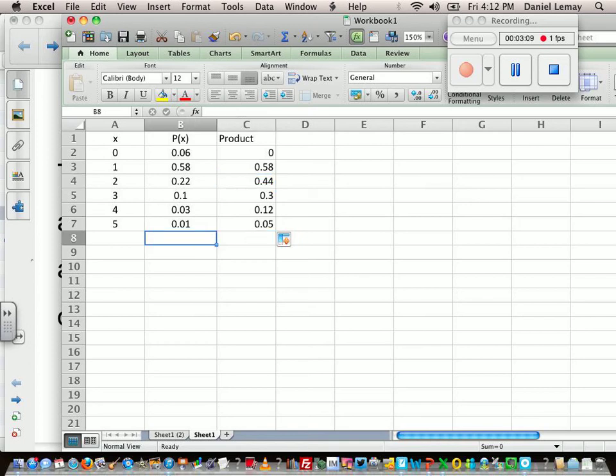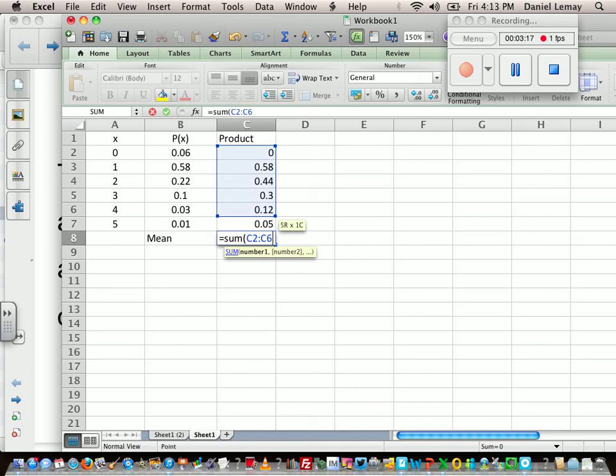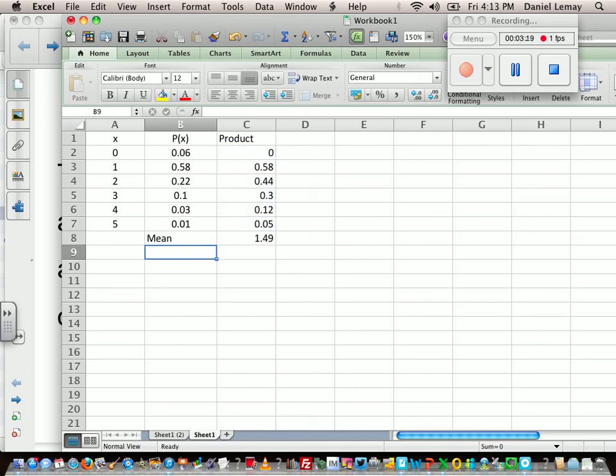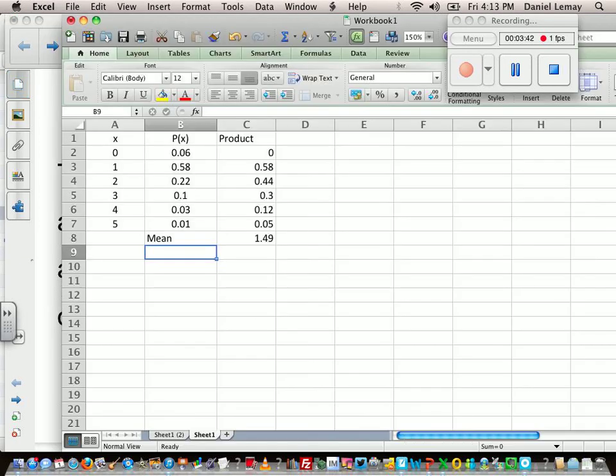So now I'm going to find the sum of these products, and that's going to be the mean for this distribution. As you do some reading, it also means this is the expected value of this distribution, and it's the long run average. This was the number of videos a customer rents and the probability of each event. So in the long run, with many customers, they would rent on average 1.49 videos. So that's how you find the mean or the expected value of a distribution.